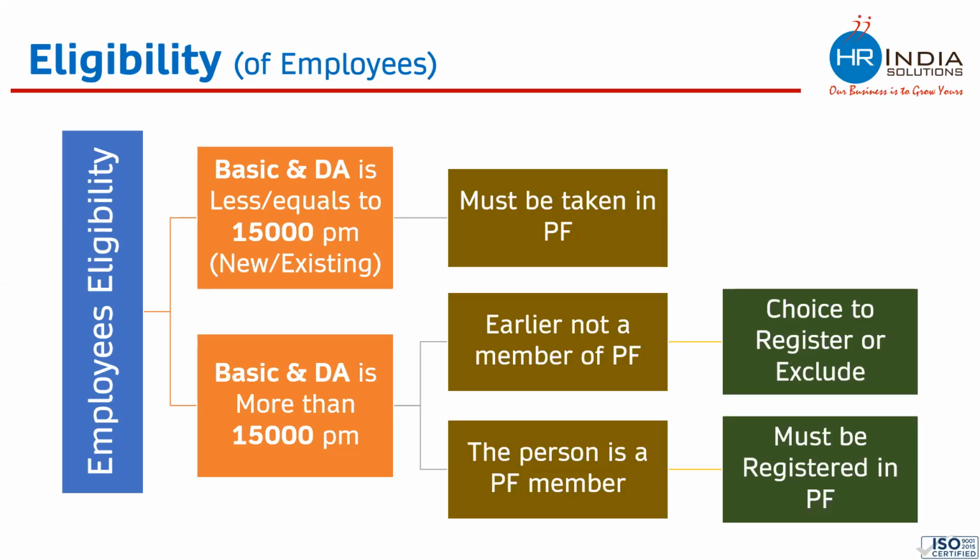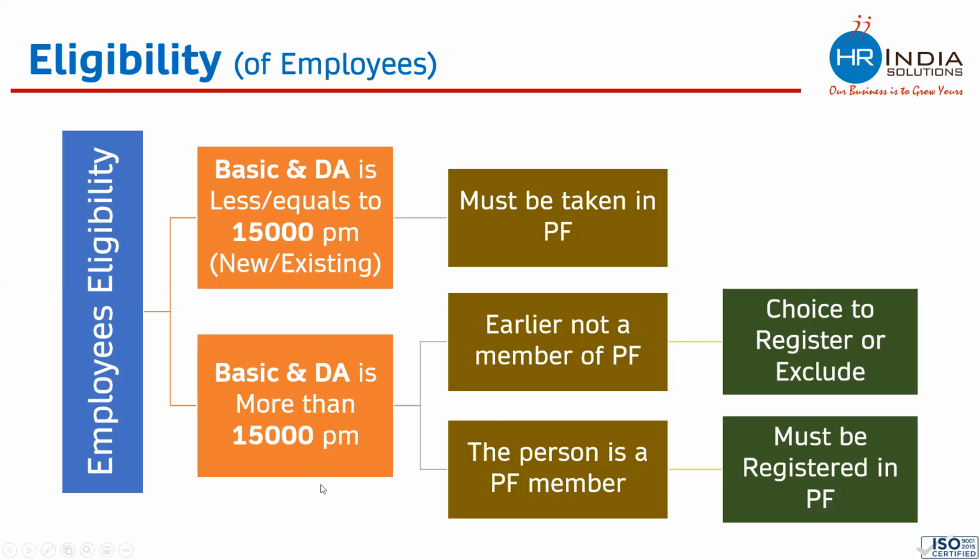Right. So these are the two criteria that we need to check if the employee's basic and DA is more than rupees 15,000 per month. So here, in the first option, earlier not a member of PF, in this situation the employer has the choice to either register the employee in PF or to exclude the employee from PF. Right. So if the employer opts to register the employee in PF, meaning if he wants to provide him the PF benefits, in that situation, he cannot.